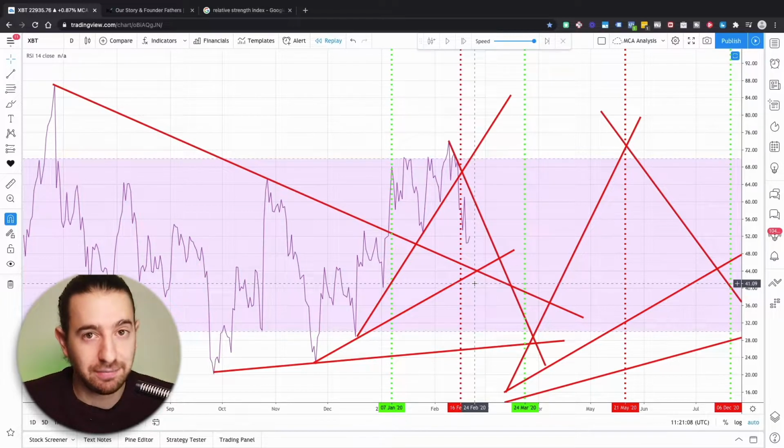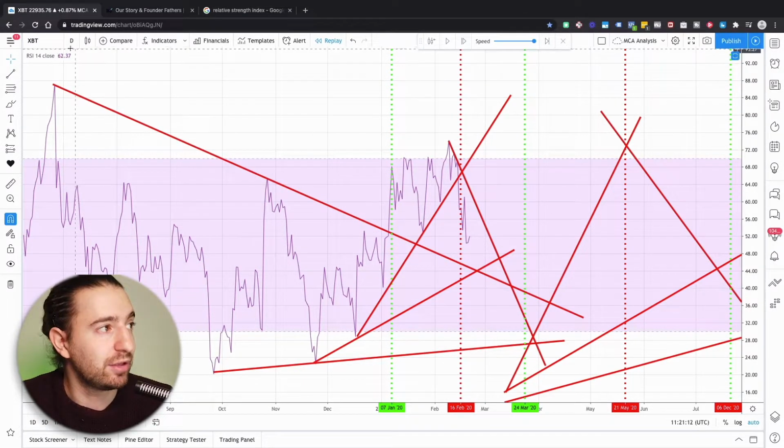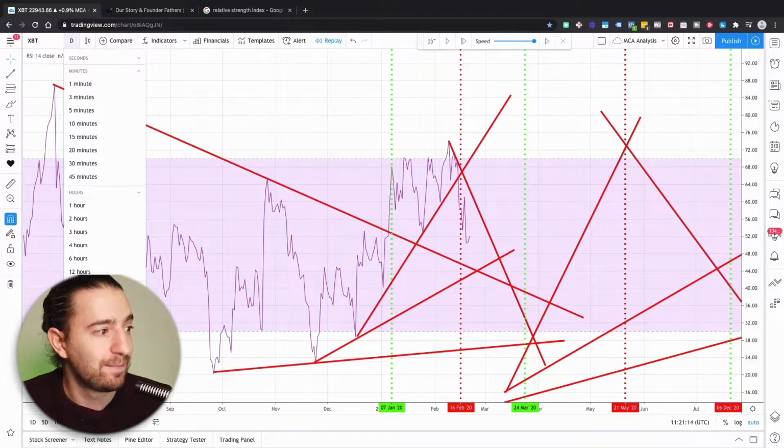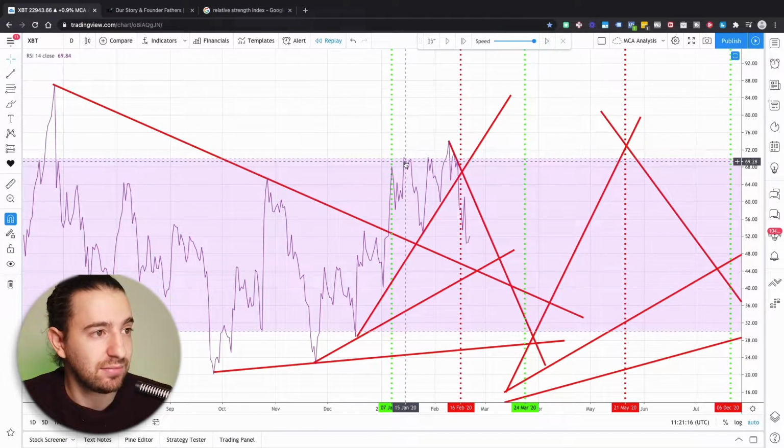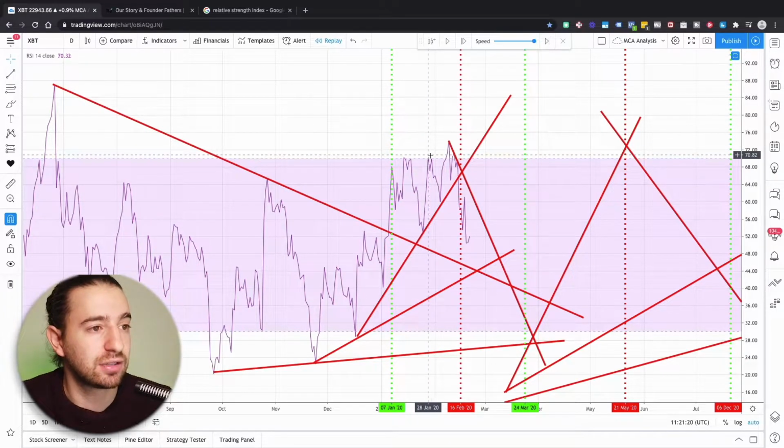So not really much trading going on, and you're just following this daily RSI. Remember, you're on the daily right here. So each one of these points is another day. So you can see it's a very long-term strategy.